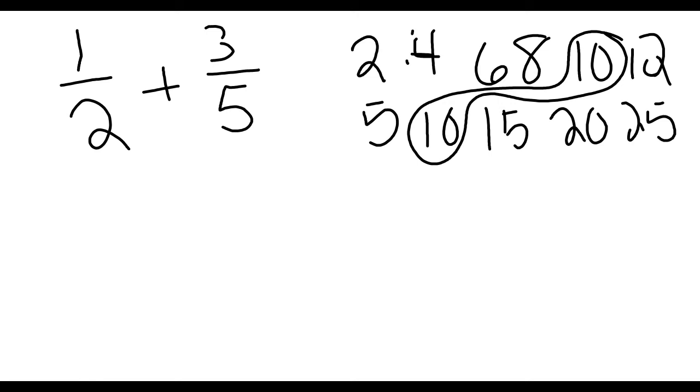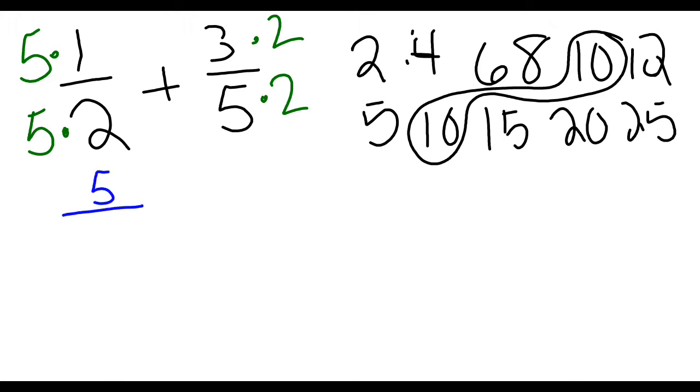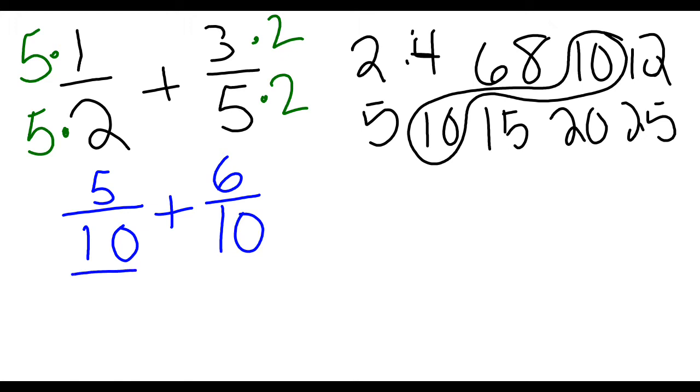To do that, I am going to multiply the 2 over here times 5. If I do that to the bottom, I have to also do it to the top to keep it an equivalent fraction. And I'm going to multiply the 5 times 2. And again, if I do that to the bottom, I have to do it to the top. Then I rewrite my fraction underneath. So 5 times 1 is 5, and 5 times 2 is 10, plus 3 times 2 is 6, and 5 times 2 is 10. Now that I have a 10 in the denominators on both sides, I can add because my pieces are the same size.